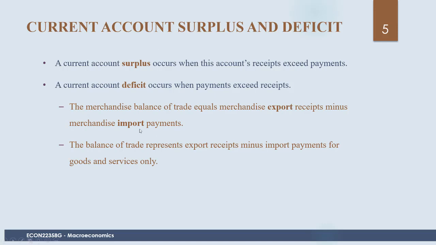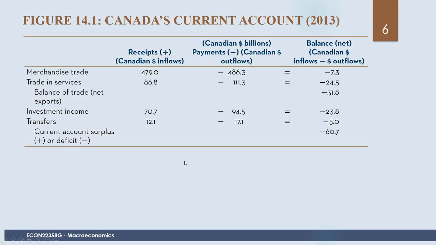A current account deficit then occurs when payments exceed receipts. So the merchandise balance of trade equals merchandise exports, which are receipts, minus merchandise imports, which are the payments, money flowing out. So the balance of trade represents exports minus import payments for goods and services only. So that's one part of it. Let's look at a numerical example.